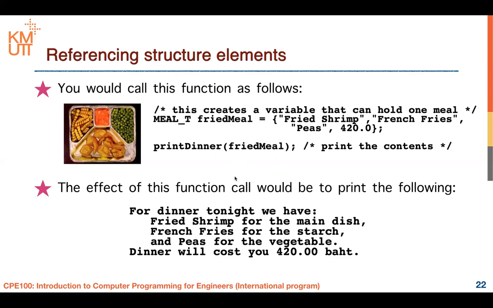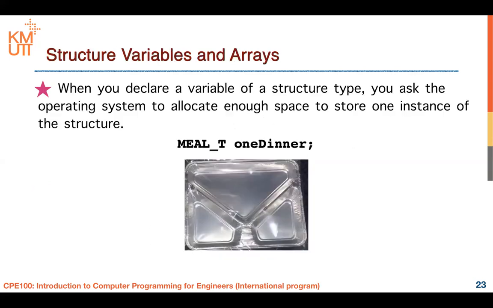So the result of the function is: for dinner tonight, we have fried shrimp, fried fish, and peas, and the dinner will cost this. You can just simply use this function in order to print out these five lines, the contents. So it's very easy and understandable. So this is the pros, the advantage of using a structure in order to print out the information inside the structure, okay?